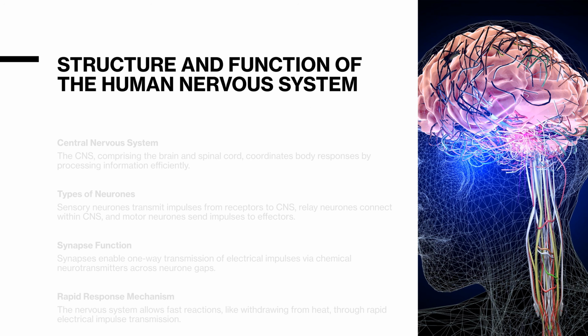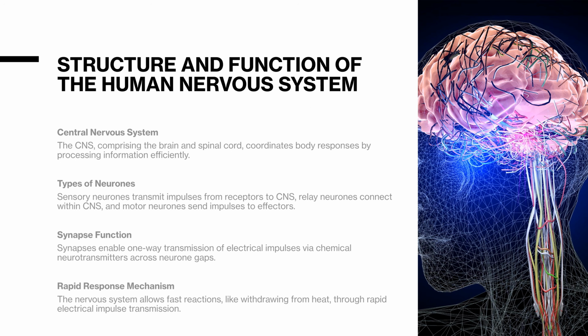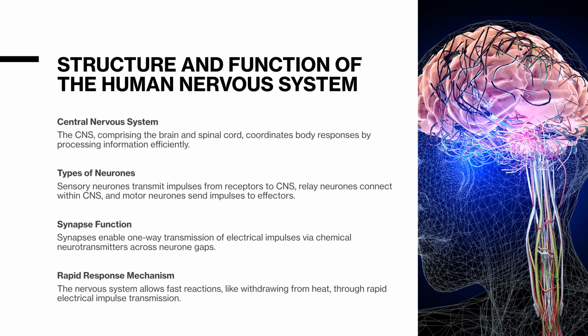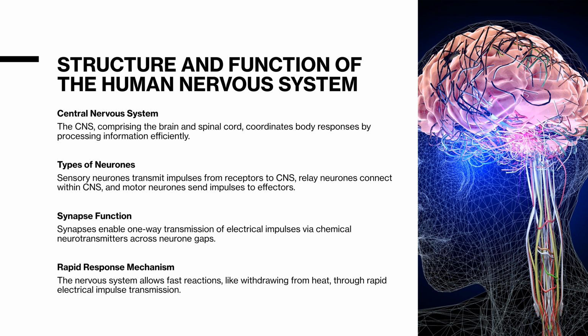The brain is the control center for homeostasis and response. It processes information from sensory organs and sends instructions to effectors. Key regions include the cerebrum for conscious thought, the cerebellum for balance, and the medulla for vital functions.